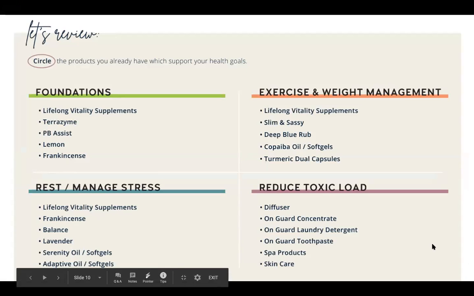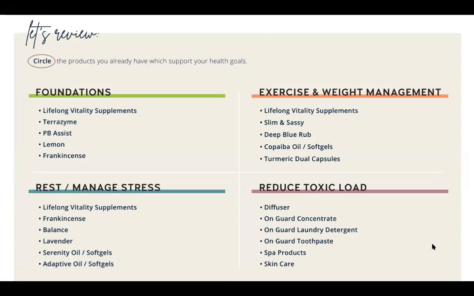So let's review. It says, circle the products you already have which support your health goals. The idea is that they've organized these basic oils or products into foundational health, resting and managing your stress, exercise and weight management, and then reducing toxic load. In your mind, think about what your health goals are, and then try to identify which of these products you already have and which ones you may need to add.